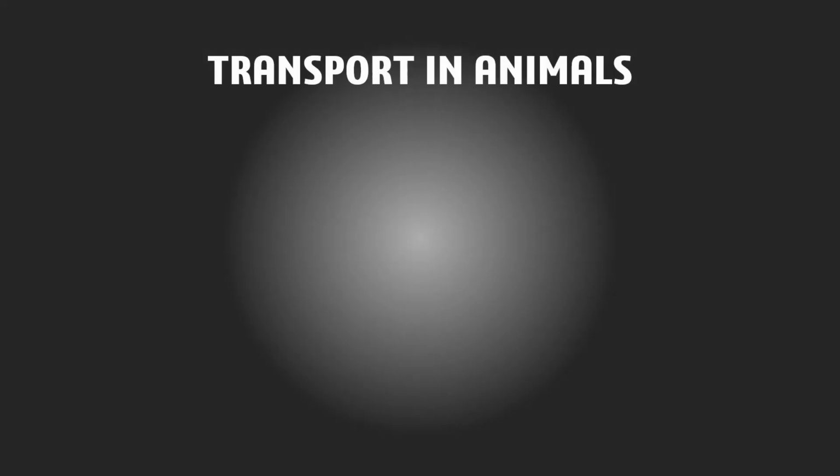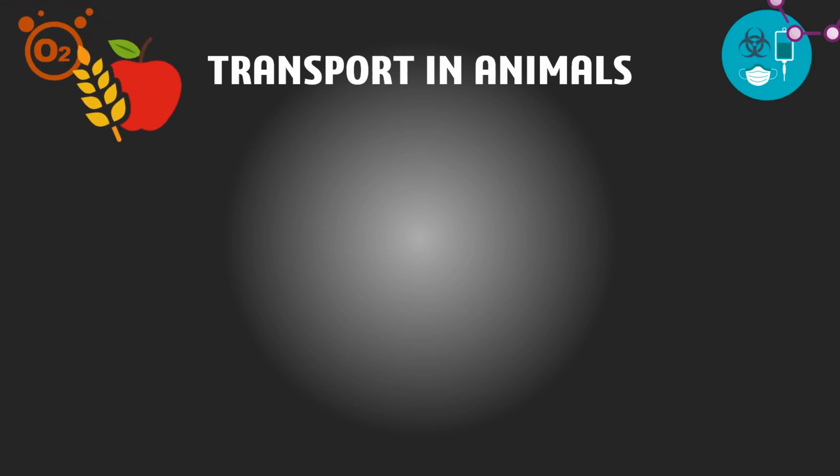Transport in animals refers to the movement of materials, such as oxygen, nutrients, waste products, and hormones, throughout the body. Transport can be internal as well as external. The internal transport is the movement of materials within the body, for example the circulatory system. Whereas the external transport refers to the movement of materials outside the body, for example locomotion.